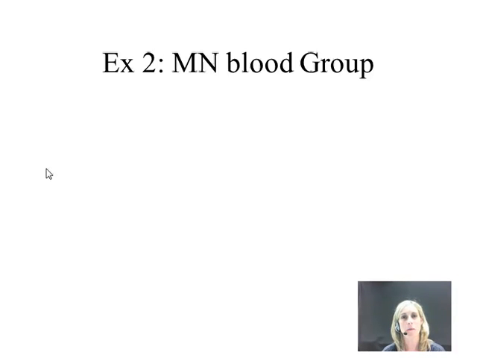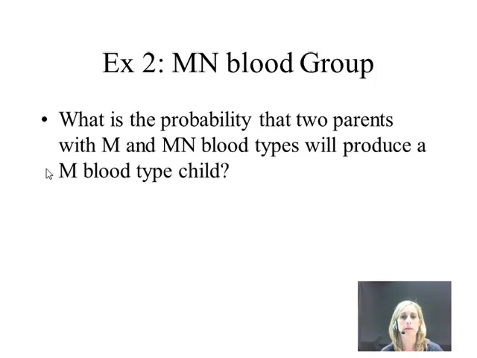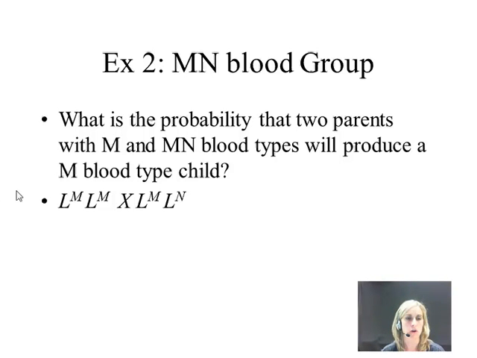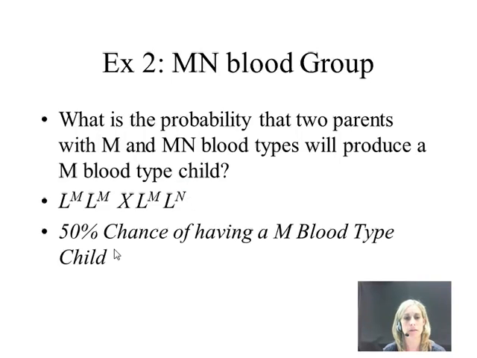So at this point, I'm hoping you've already done example 2 with the MN blood group for codominance. So I asked what the probability is that 2 parents with M and MN blood types would produce an M blood type child. So this is what your cross would look like. The genotype for M is LM LM, and the genotype for MN is LM LN. So no matter what, we know that this parent is going to give an M. But this parent could either give an M or an N. So it ends up being a 50% chance of having an M blood type child.